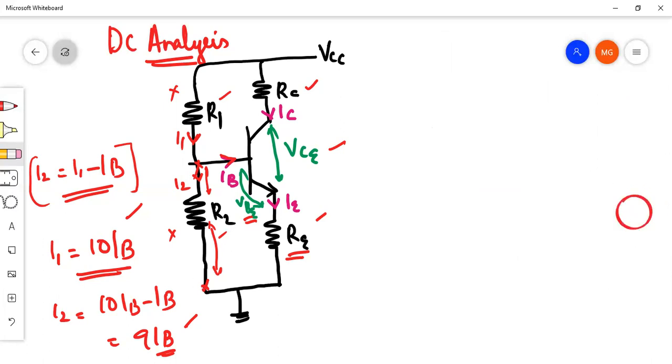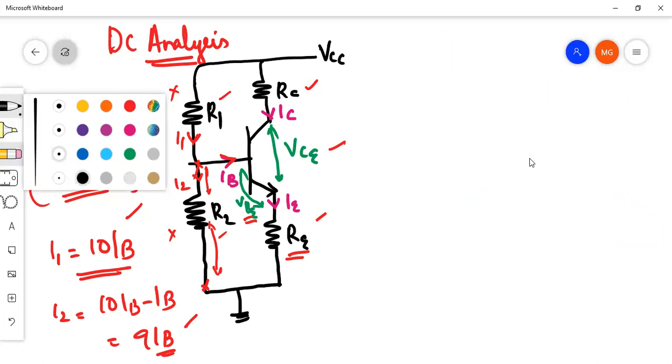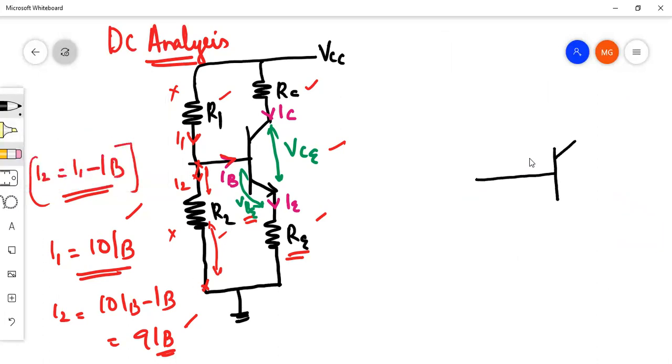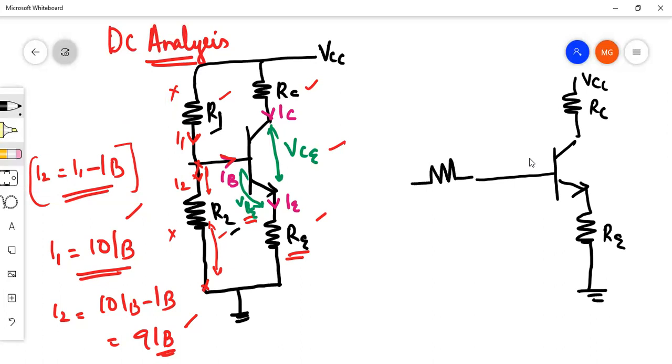So in the modified circuit, what is happening? Just check what is happening in the modified circuit. What I'm doing is keeping the transistor the same, no change in the transistor, no change in the emitter resistance, no change in the collector resistance. VCC, RC, RE are the same. It is grounded. But R1 and R2, I am replacing with an equivalent resistance, R equivalent, REQ.